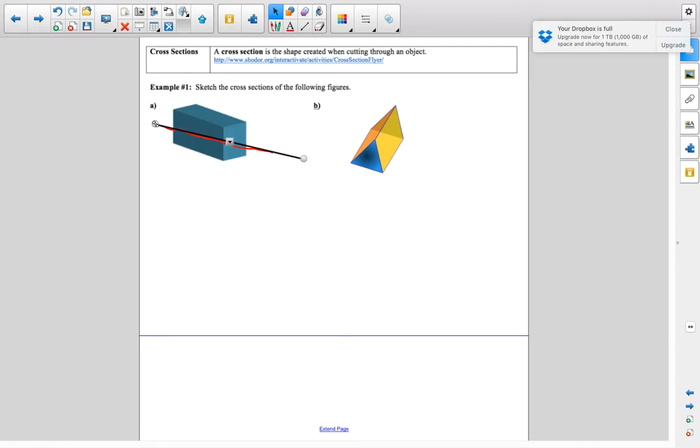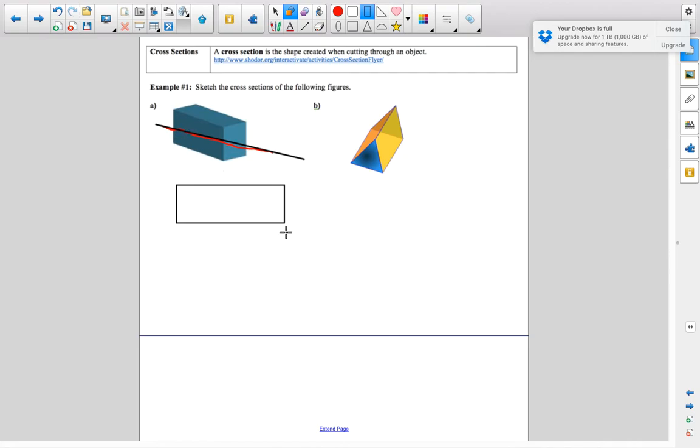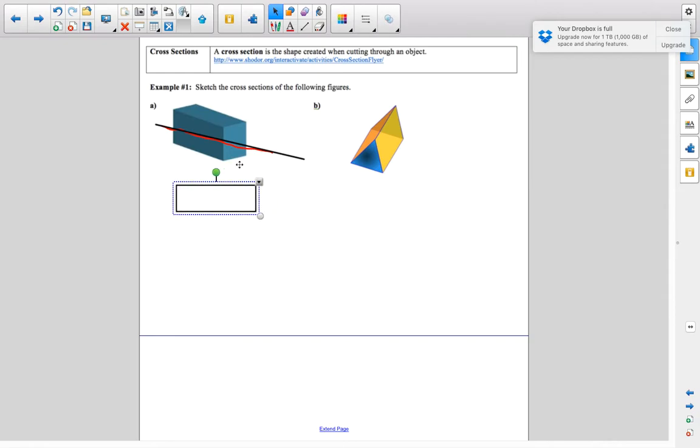What shape would I absolutely for sure get? That's what we're asking. And what I would get is just another rectangle. I would have a rectangle that looks just like the base, okay? In fact, it would be the same size as the base. So I'll make it a little bit smaller, and I'll turn it so it's demonstrating that it kind of looks like that base if I cut right through that solid.